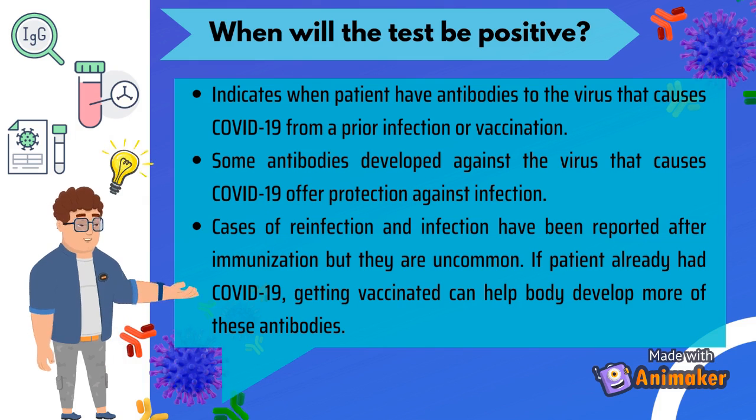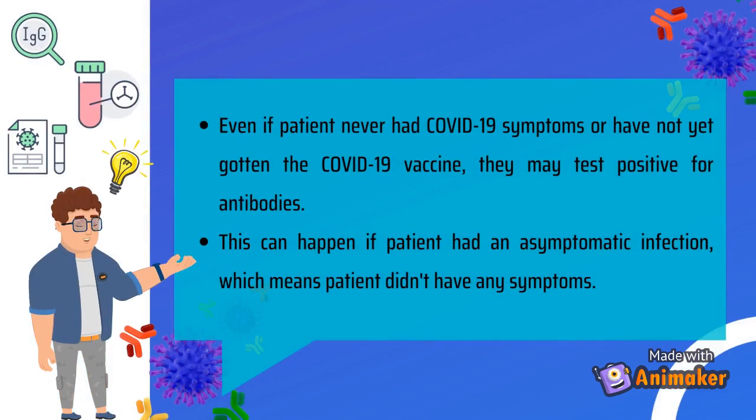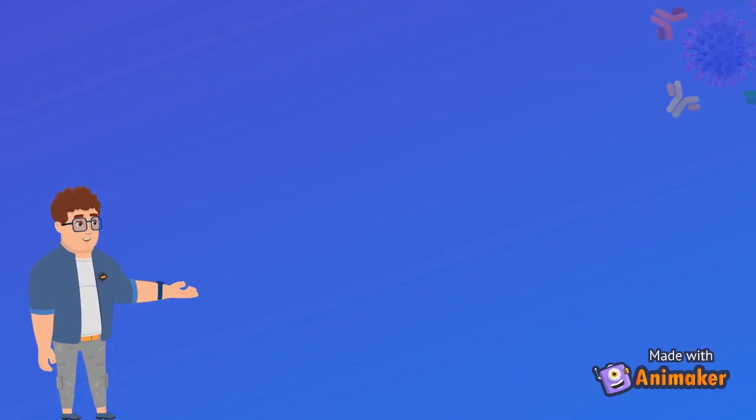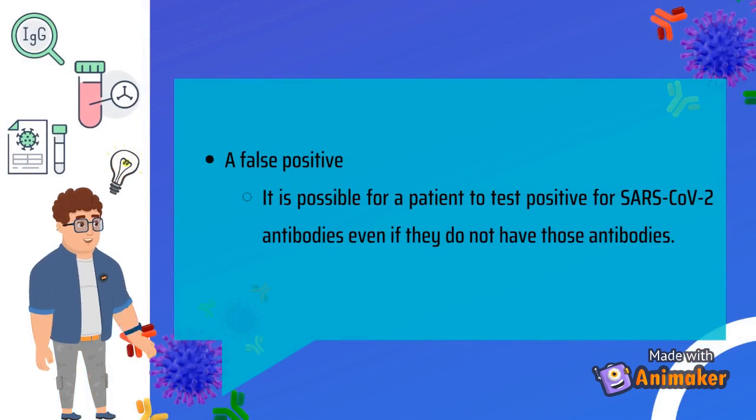When will the test be positive? A positive COVID-19 antibody test indicates that a patient may have antibodies to the virus that caused COVID-19 from a prior infection or vaccination. Some antibodies developed against the virus that caused COVID-19 offer protection against infection. If a patient already had COVID-19, getting vaccinated can help the body develop more of these antibodies. Even if a patient has never had COVID-19 symptoms, they may test positive for antibodies. It is possible for a patient to test positive for SARS-CoV-2 antibodies even if they do not have those antibodies.